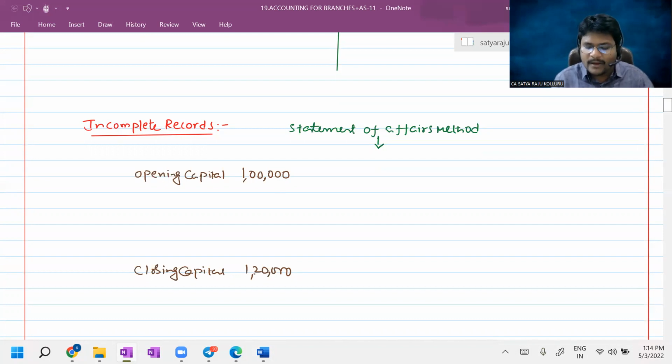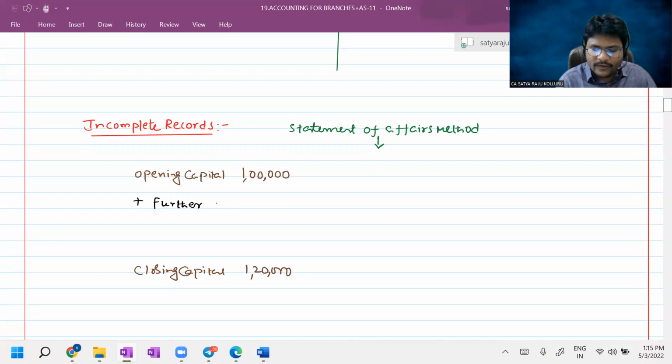Because how did the opening capital become the closing capital? If in the current year you get a profit of 20,000, then the closing capital will become 1,20,000. That means simply by comparing the closing capital and opening capital, we can calculate the profit or loss of that particular period. Do you agree, all of you? You may ask, sir, how can you simply say that 20,000 is the profit? Maybe in the current year, further capital is introduced. Let us assume there is a further introduction of capital.